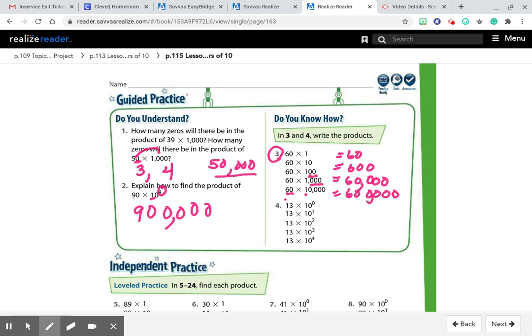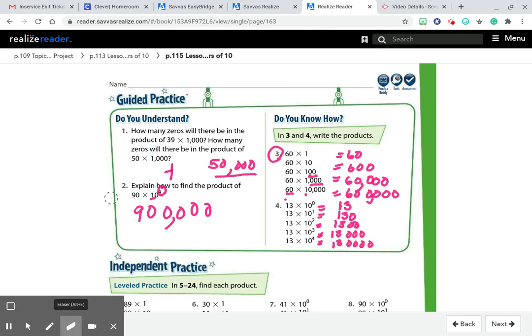13 times 10 to the 0. And this one is a sneaky one they threw in there. If you remember what 10 to the 0 means, it just means 1. That's an odd one. It just means 1. So 13 times 1 is 13. 13 times 10 to the first power means there's only one. 10 is only written one time, so it's like 13 times 10. Those are the ones that get a little tricky for kids. 13 times 10 to the second power is 13, and then we just put 2 zeros. To the third power, 13 and 3 zeros. To the fourth power, 13 and 4 zeros.